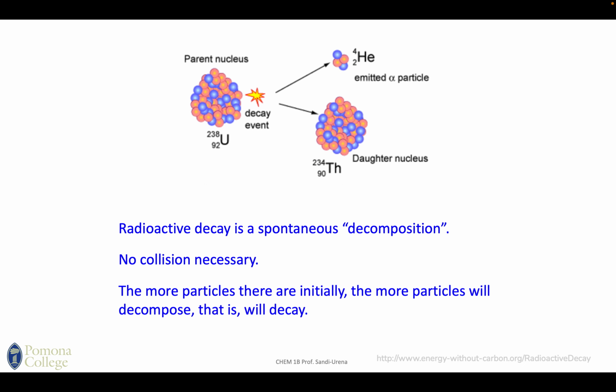Intuitively, we would think that the more particles we have, the more reactions will occur. In this case, decompositions or decay processes. So the more we have, the more decay events, which means the faster the sample will decay, or the more particles will change per unit time.